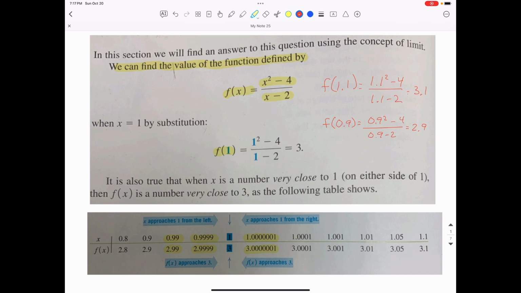So you might be asking yourself, what's the point of this? If I wanted to figure out what I would get close to, why don't I just plug in 1 and that would tell me what the answer of f of 1 is?